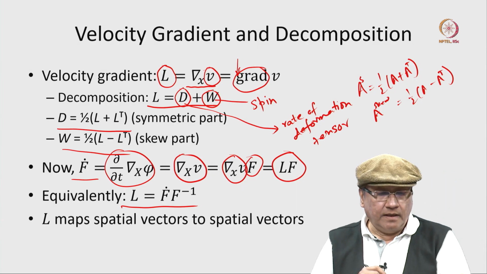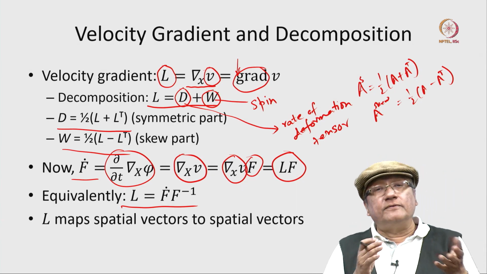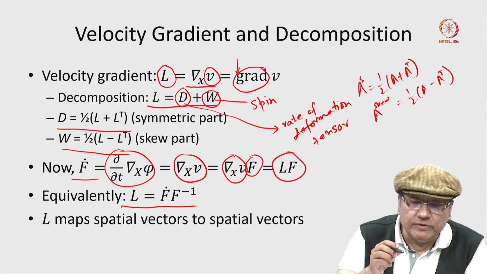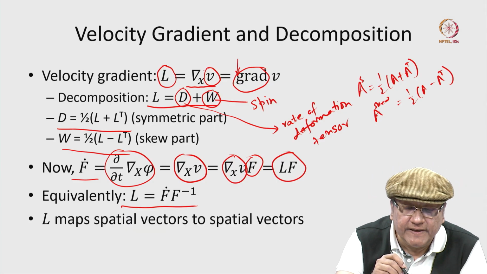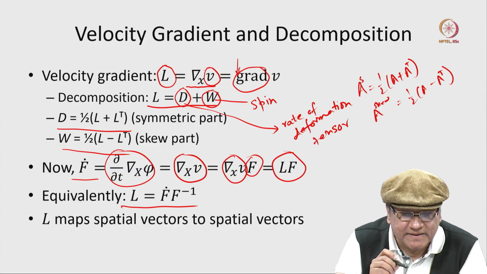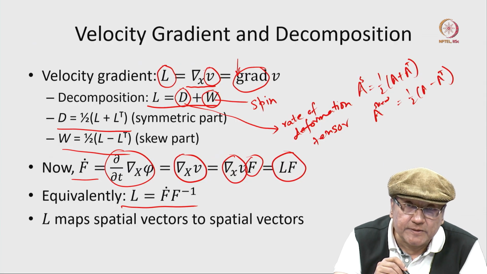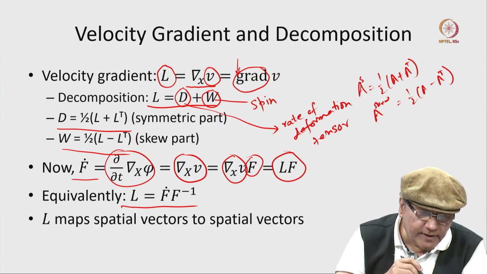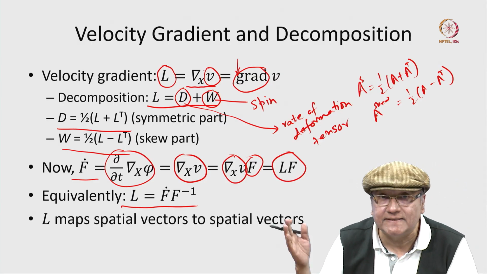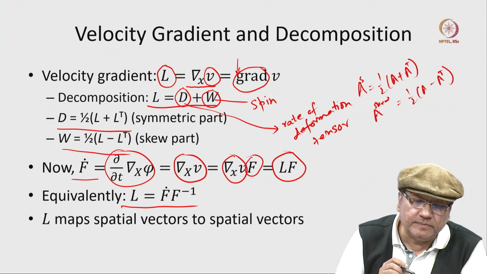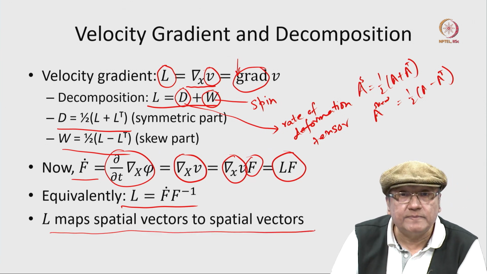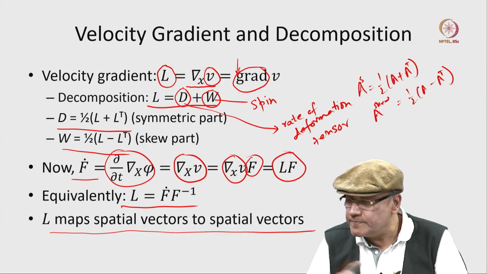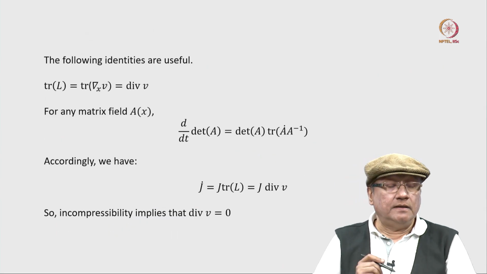Now what is the structure of L? If you look at it, L maps a spatial vector, because v is a spatial vector, and on that I am taking a spatial gradient. So therefore L is a purely spatial tensor, a multilinear transformation, and L maps a spatial vector into a spatial vector. So it is a purely spatial tensor, as I said.